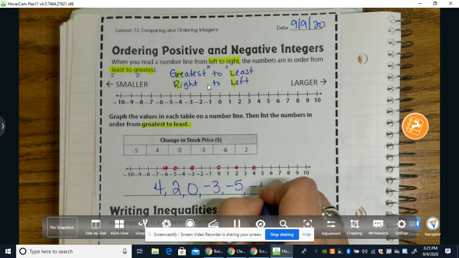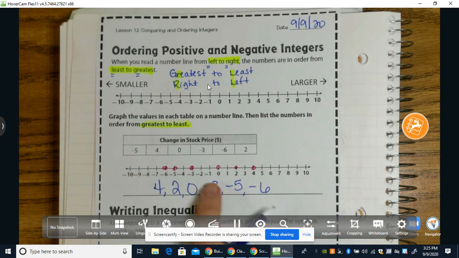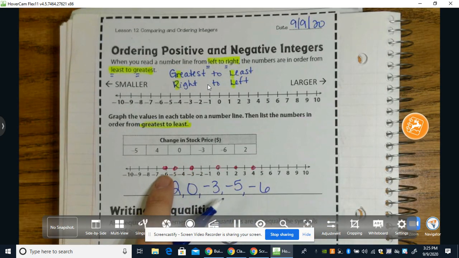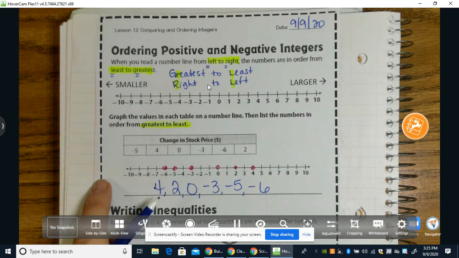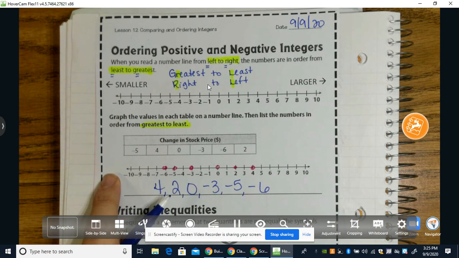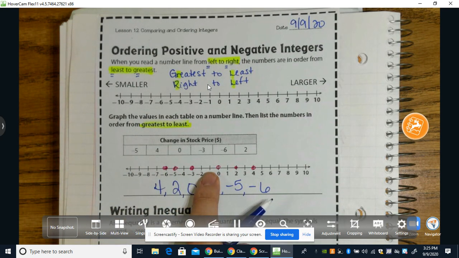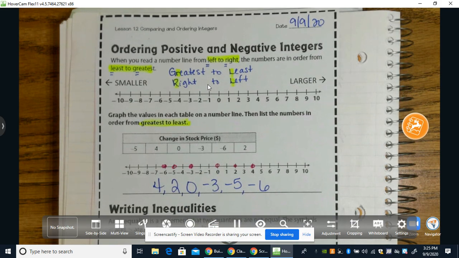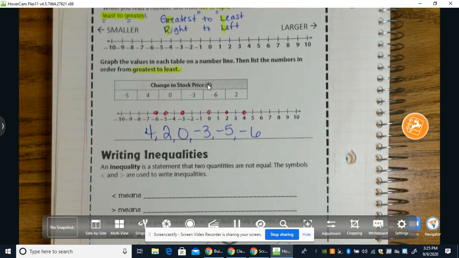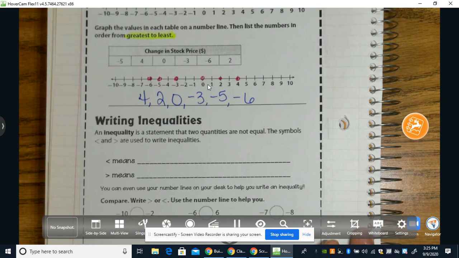And I have -6. All right. The farther I get to the left of 0, the smaller my numbers get. The further I get away from 0 to the left with the negatives, the smaller the number is. The closer a negative number is to 0, the greater it is. Okay, so that's a little key tidbit that we're going to write down in a bit down here after this.